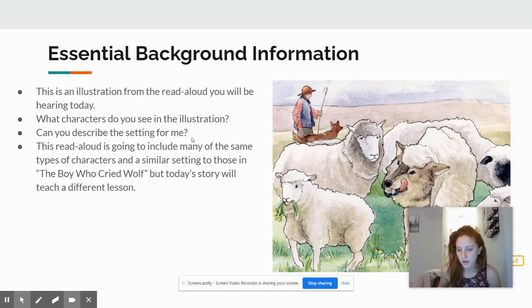Can you describe the setting for me? Where is the story taking place? Look at the background. What does it look like? It's a field, right? So this read aloud is going to have a lot of the same types of characters and a similar setting to those in The Boy Who Cried Wolf. But today's story is going to teach a different lesson. So remember, the lesson from The Boy Who Cried Wolf was that you should tell the truth, because if you lie, then when you are telling the truth, people might not believe you. But today's story is going to have a different lesson or moral.